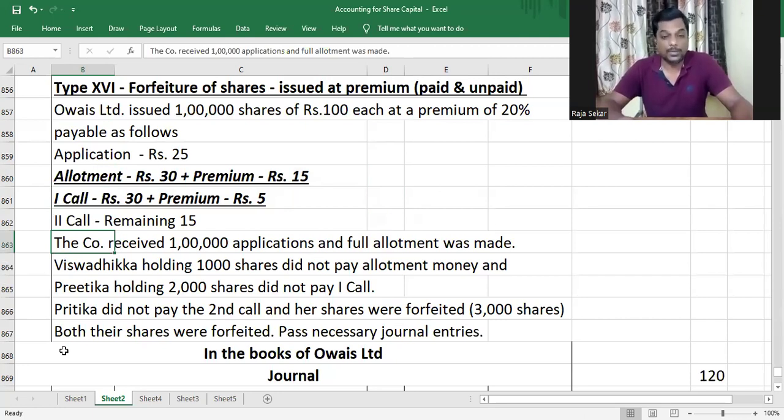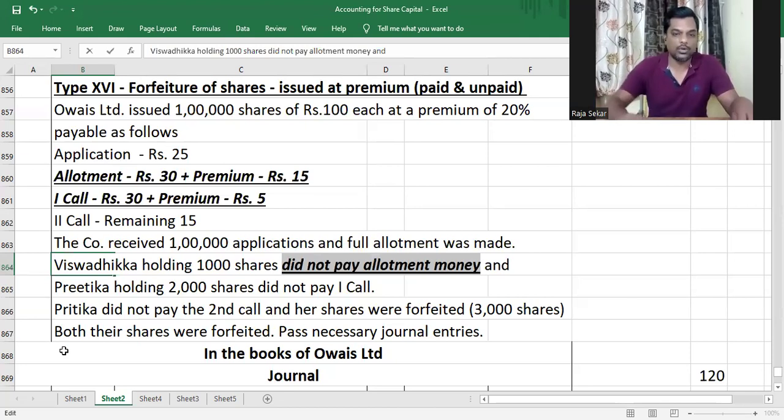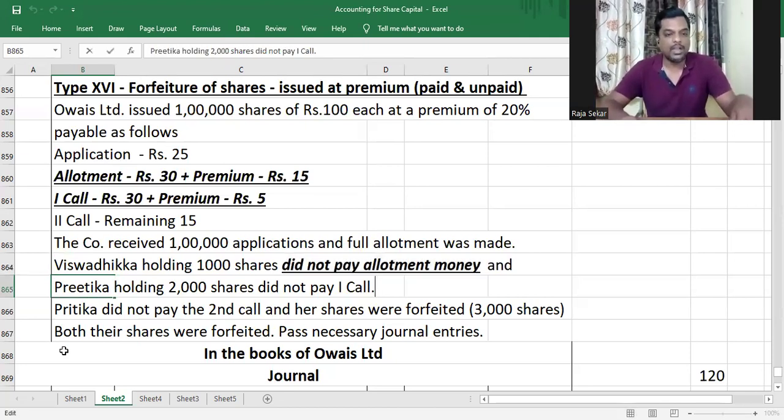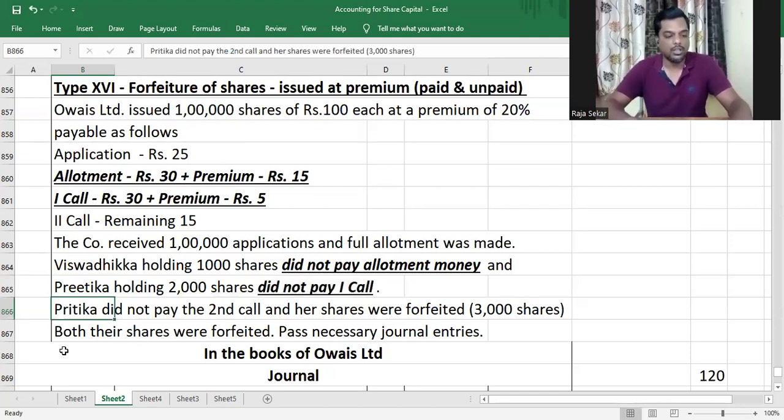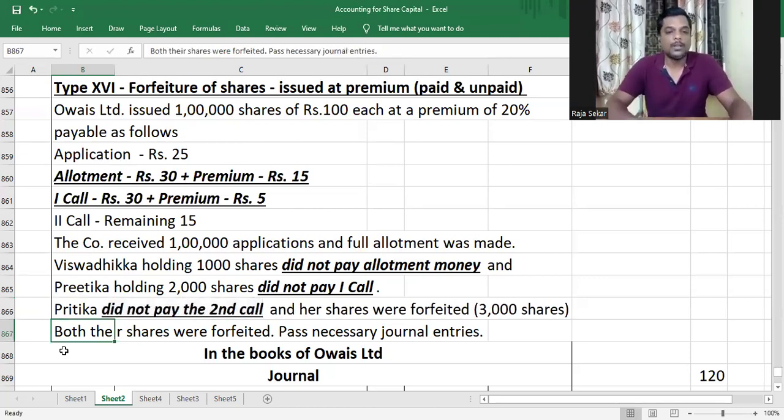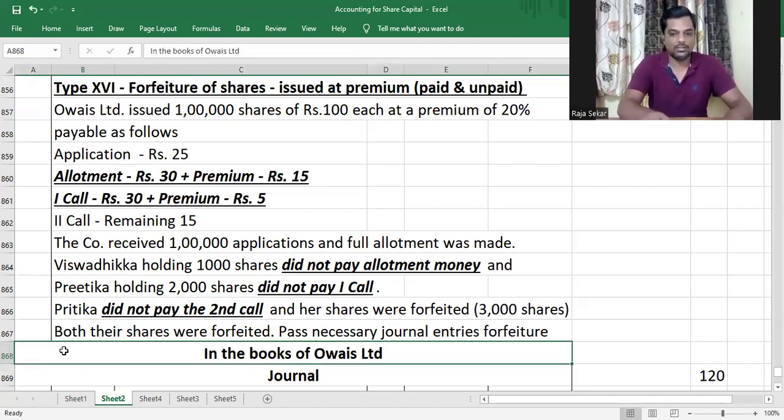The company received 1 lakh applications and full allotment was made. Vishwadika, holding 1000 shares, did not pay allotment money, so she will not have paid anything after that. Pritika, holding 2000 shares, did not pay first call, and did not pay the second call either. The shares were forfeited. Pass necessary journal entries for forfeiture.